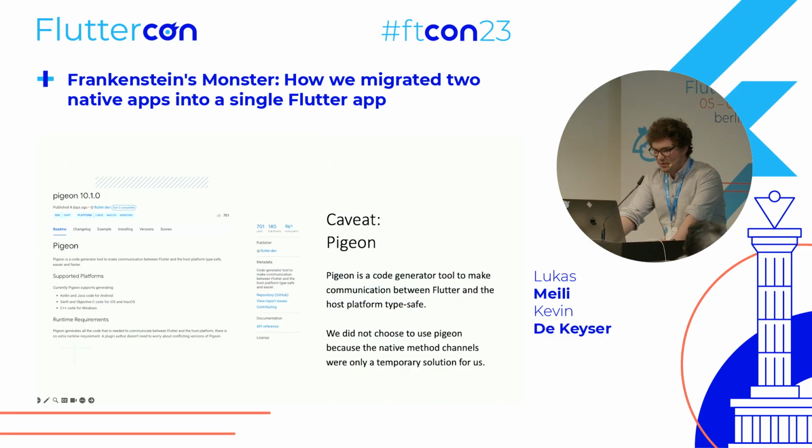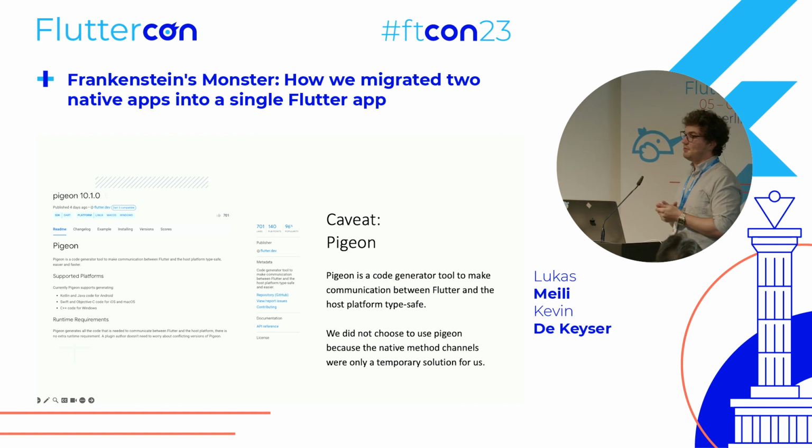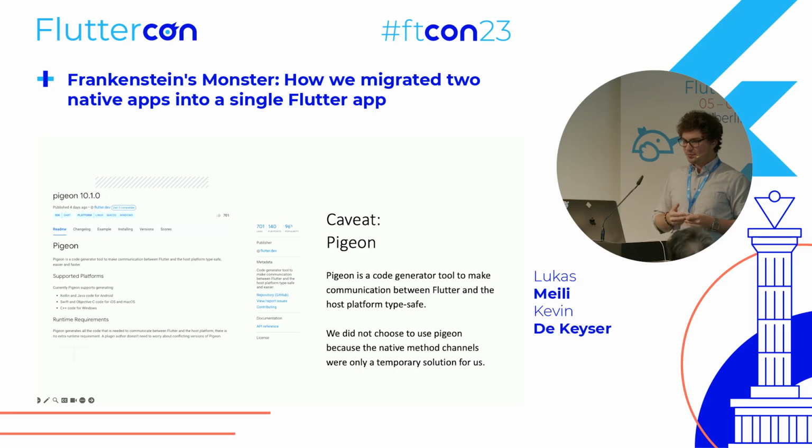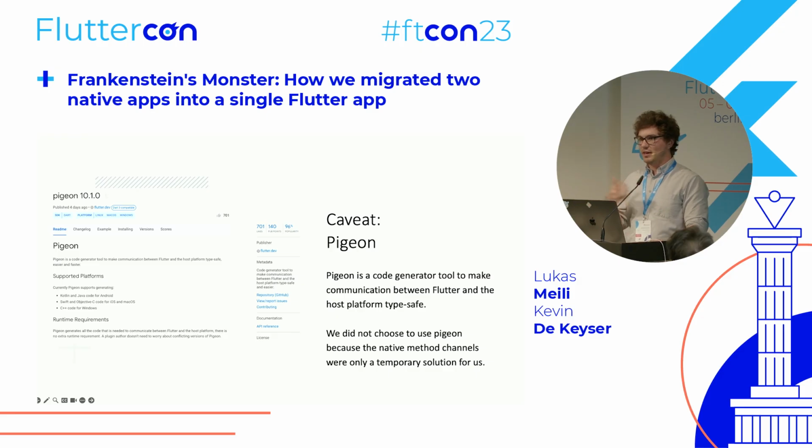Good. One caveat I want to mention here. Flutter method channels on their own are not type safe. They only provide you with automatic type mapping, but type safety isn't really a thing there. You can achieve type safety with a tool called Pigeon, which essentially generates some code for you. However, we did not end up choosing Pigeon because we knew this was only a temporary solution until we migrated to the full Flutter version, and so it wasn't really worth the effort for us to set it up.